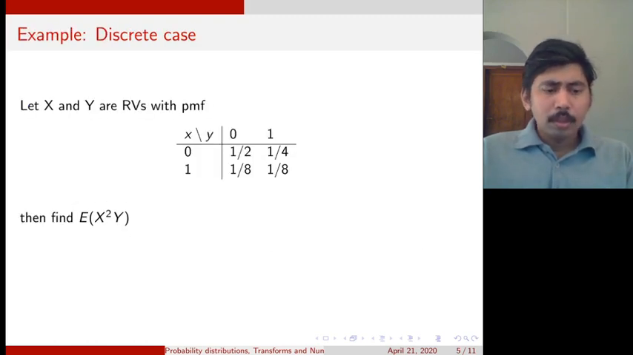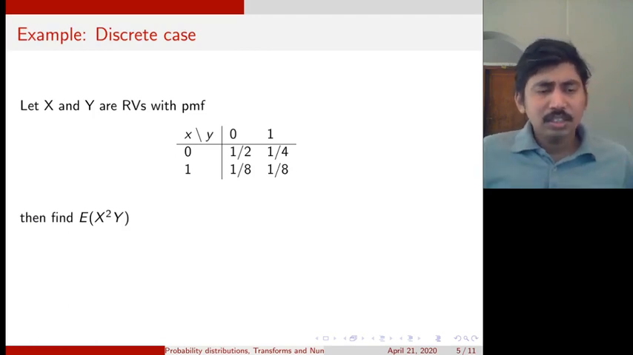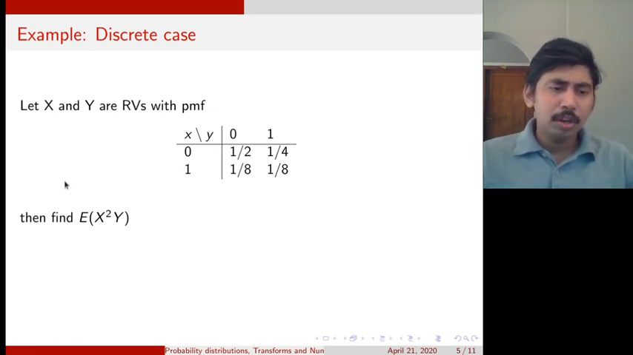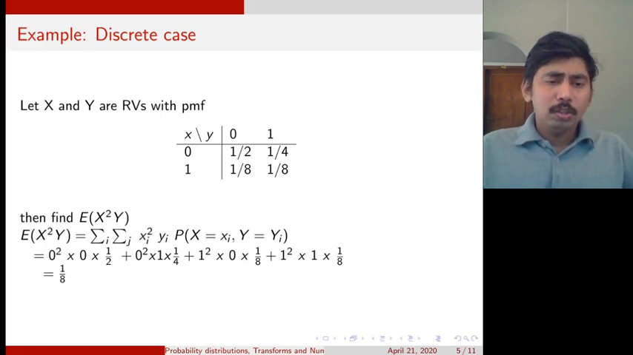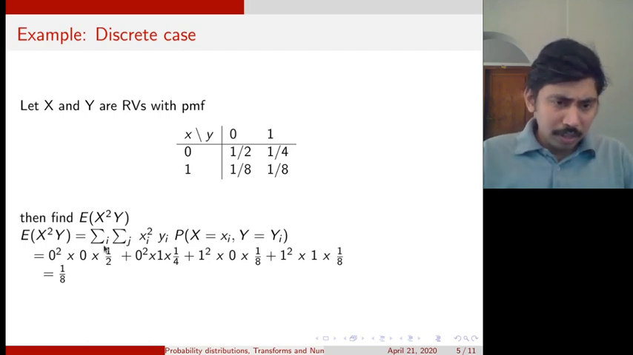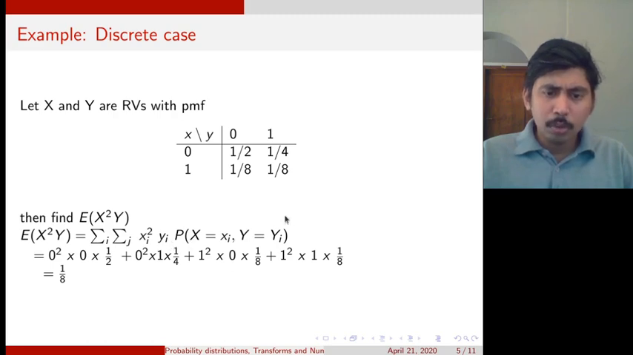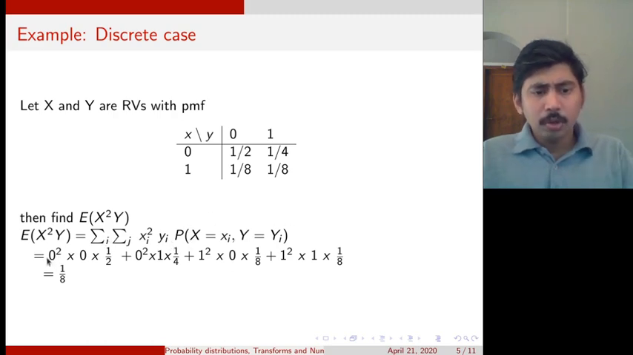So let's go to a simple example. Discrete case example: let x and y be random variables with the probability mass function given in this table. We need to find expectation of x square y. Expectation of x square y equals summation over i, summation over j of xi square yj, since it is x square y, into the corresponding probability. We will do it in this way.